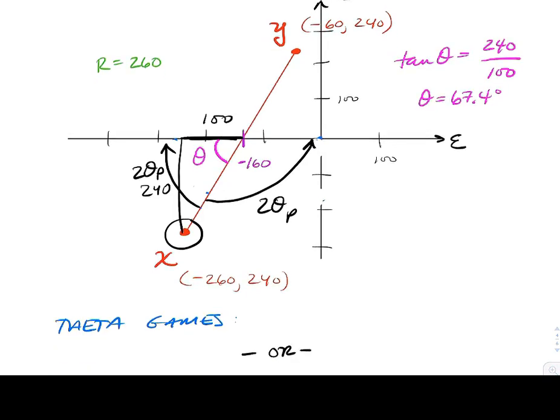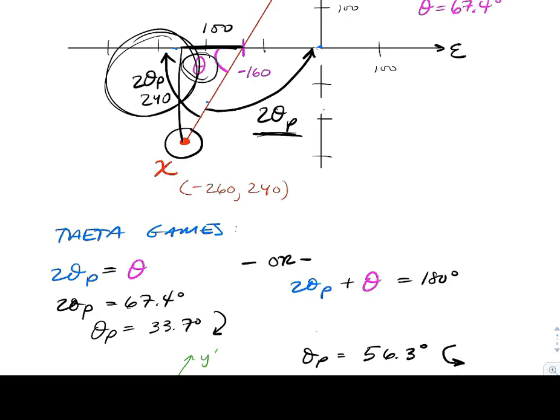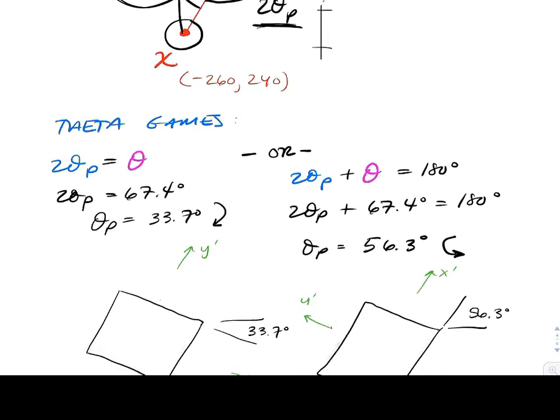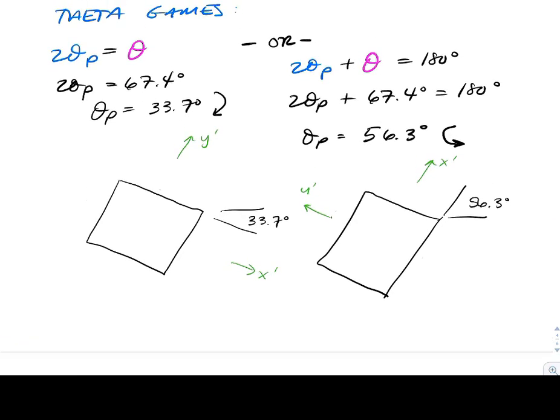So we'll start our theta games. We'll have 2 options. 2 theta p would equal theta, and that would be going in the clockwise direction. Or we'd end up with 2 theta p plus the pink theta. There's our 2 theta p, pink theta. That total is going to be 180 degrees. Plug in numbers, and we've got our answer for our 2 theta p's. We're going to get the exact same answer whichever direction we go.